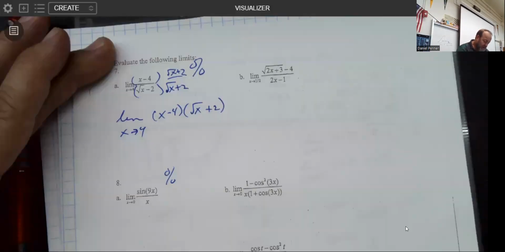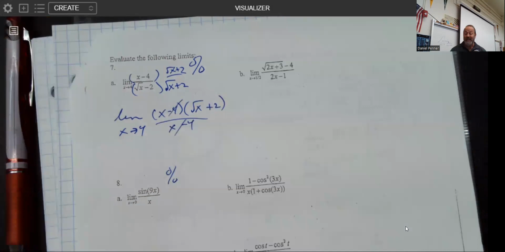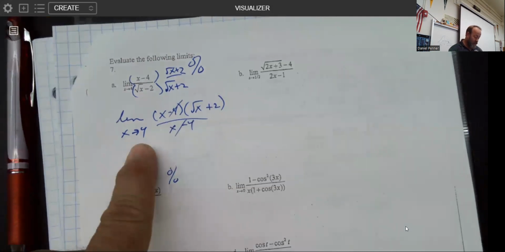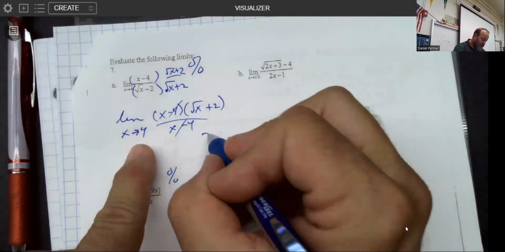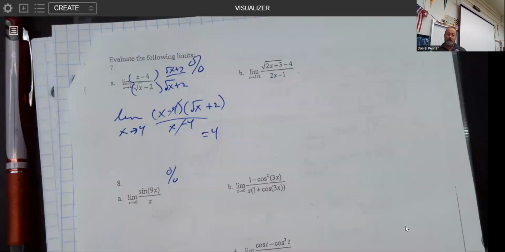If we distribute the bottom, the first becomes x, the outer and the inner disappear. Now that those kind of cancel, remember we talked about the fact that they don't really cancel. They just get infinitely close to that value. As you plug in 4, you get the square root of 4, which is 2, plus 2, which is 4. So this 0 over 0 story has a limit of 4.